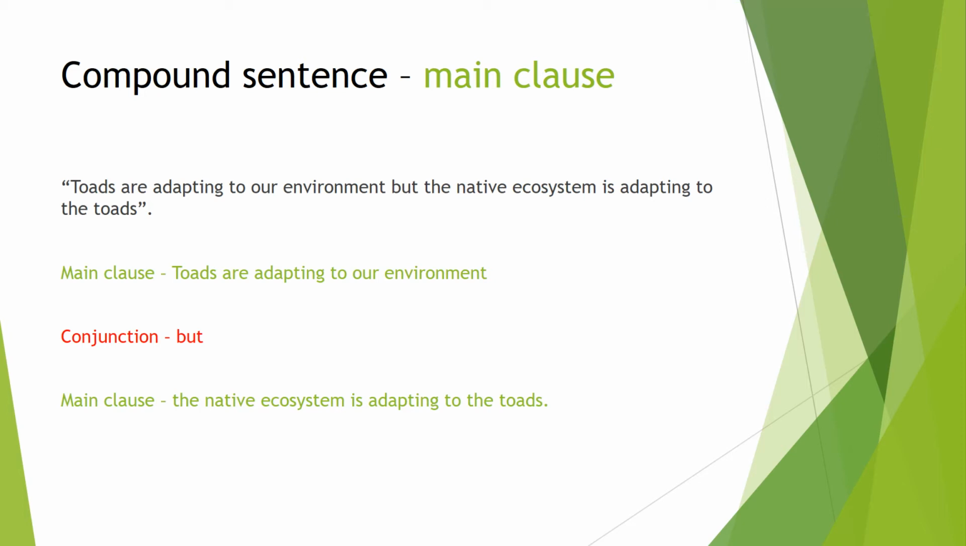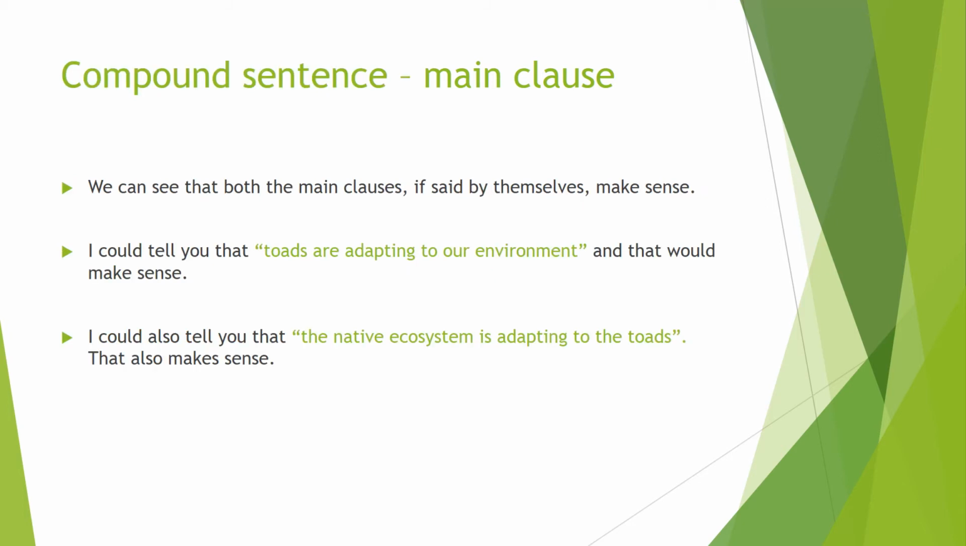We can see 2 main clauses and a conjunction. That's how we know this is a compound sentence. We can see that both the main clauses, if said by themselves, make sense. So I could tell you that toads are adapting to our environment, and that would make sense to you. I could also say to you, the native ecosystem is adapting to the toads. If I just said that to you, that would make sense by itself. So as we can see, those 2 main clauses, even when joined by a coordinating conjunction, still make sense on their own.